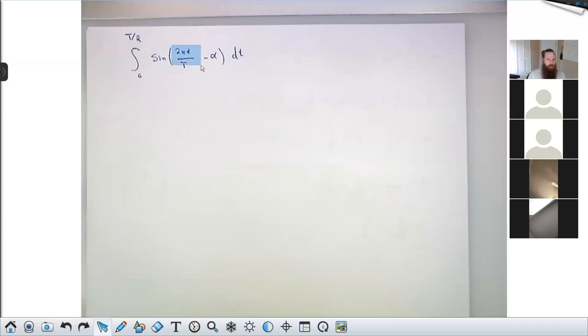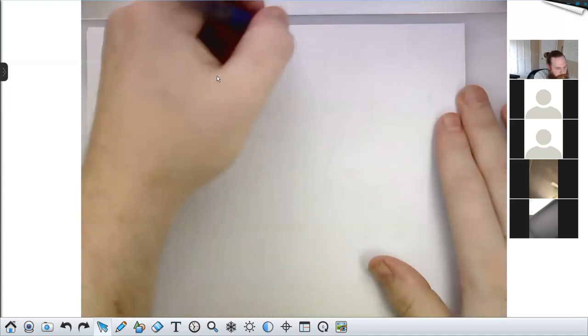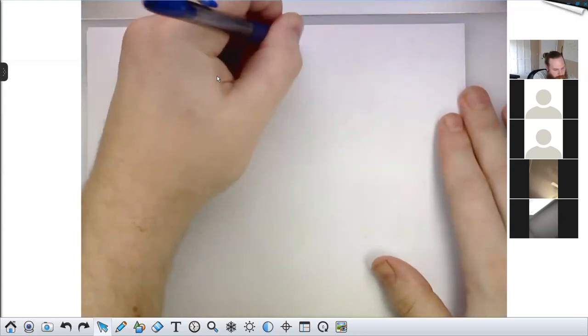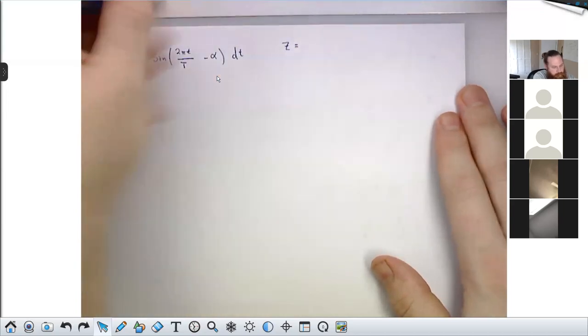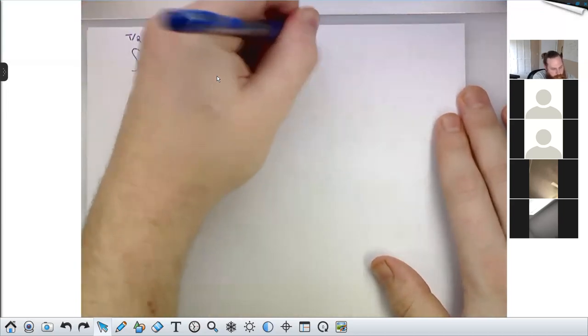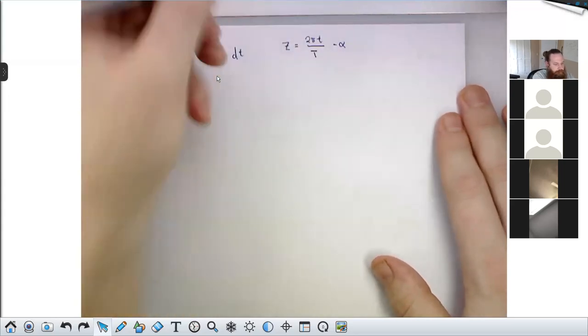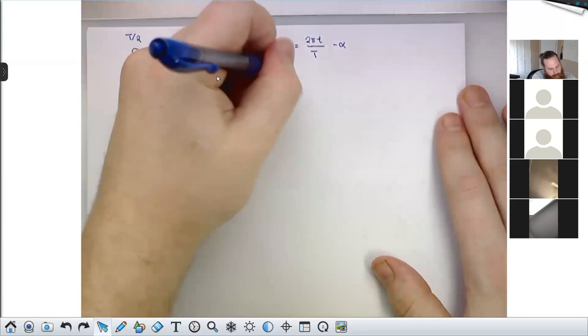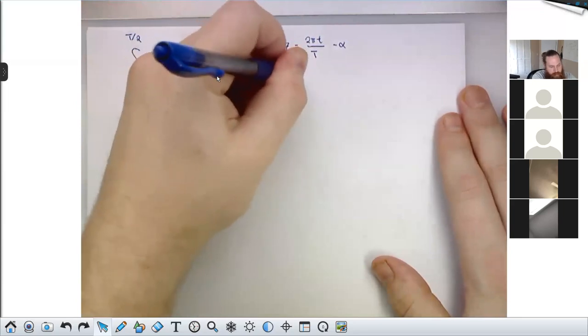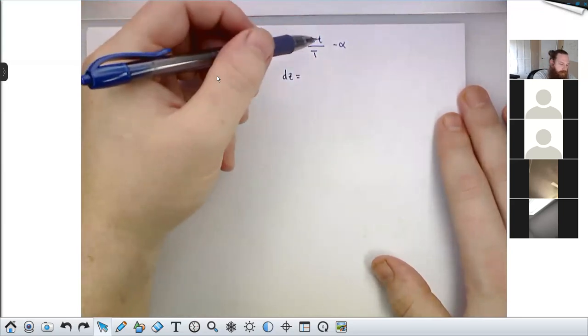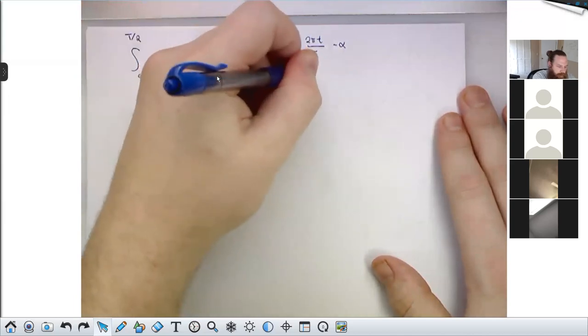I'll tell you what I would like. I would like it if all this stuff went away. If I just had to integrate the sine of z or the sine of u. So maybe I'll try subbing for all that. Let's see. z equals 2 pi little t over big T minus alpha. Dz then is going to be 2 pi over big T.